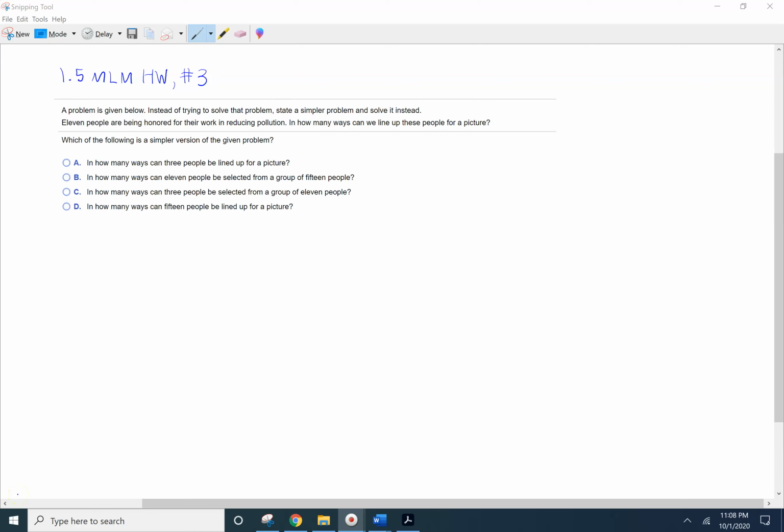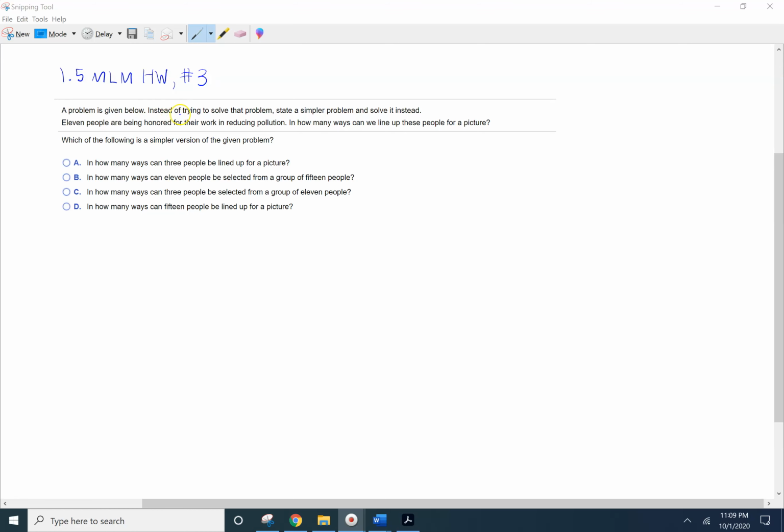This is question number 3 from the 1.5 MyLab math homework on general problem solving strategies. In this question, they're going to ask us to use the strategy where we work simpler problems to distinguish a pattern that'll help us solve a harder problem. So let's read the problem.